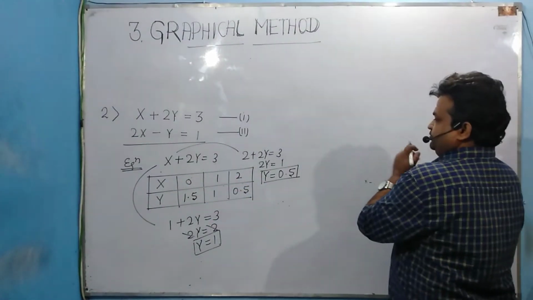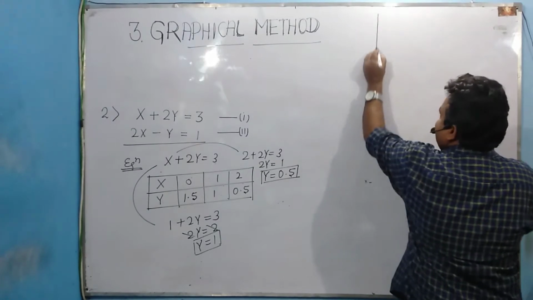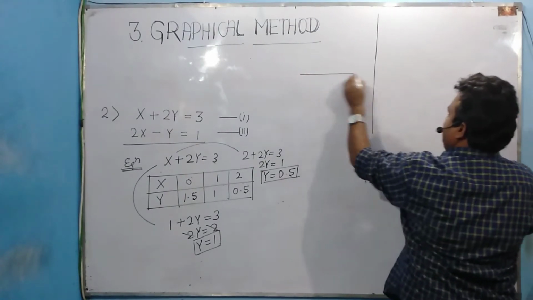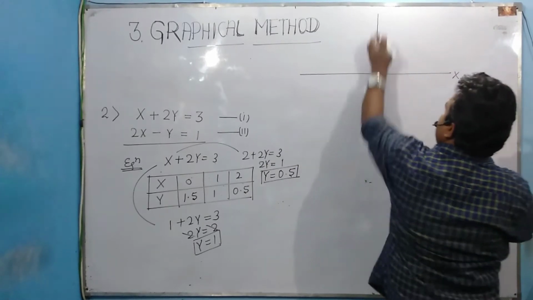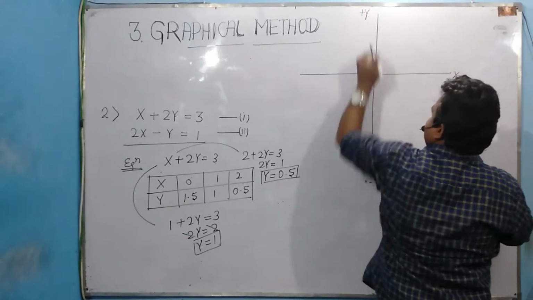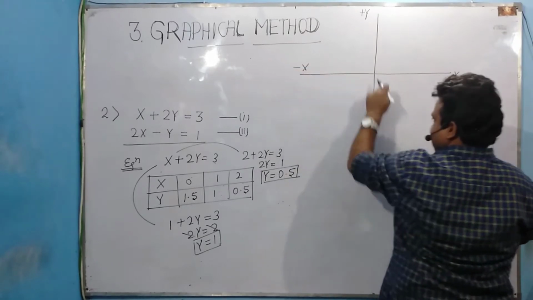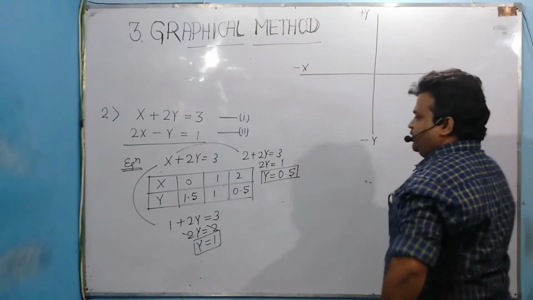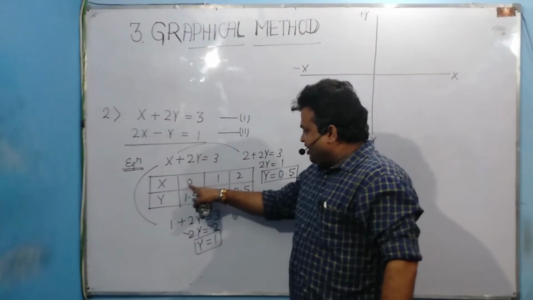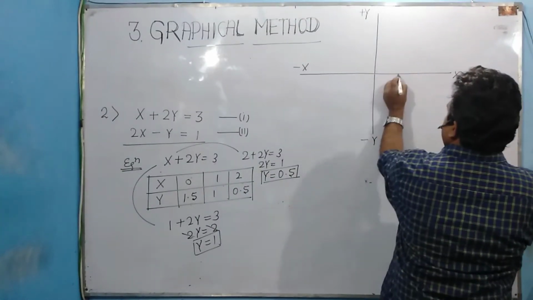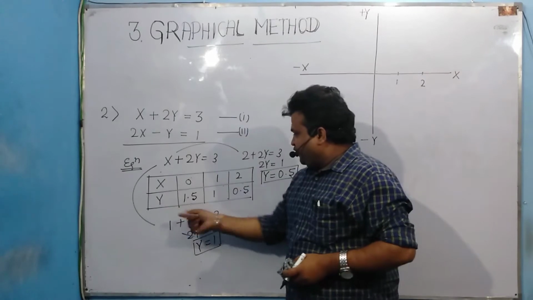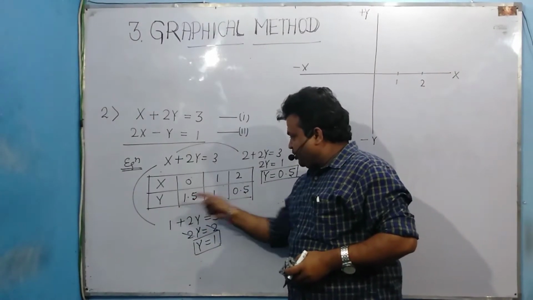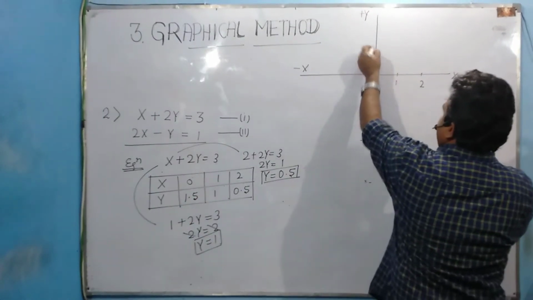Now move to the graph plotting. This is my positive x-axis and this is my positive y-axis. This is my negative x-axis and this one is my negative y-axis. My x coordinate varies from 0 to 2, so I write 0, 1, 2 only. And my y maximum limit is 1.5, so I mark 1 and 2 only.